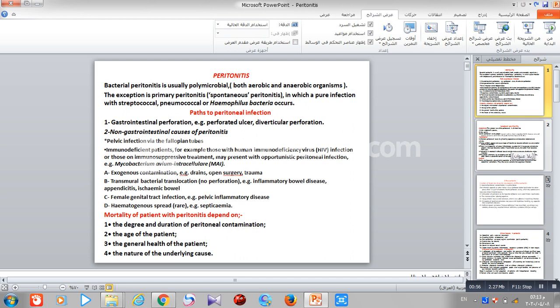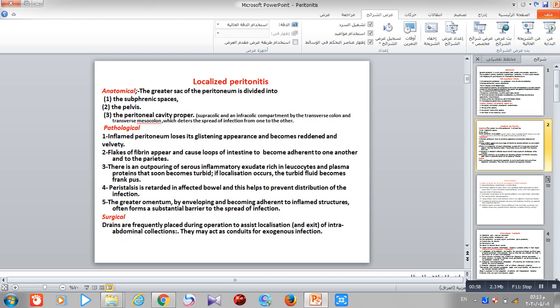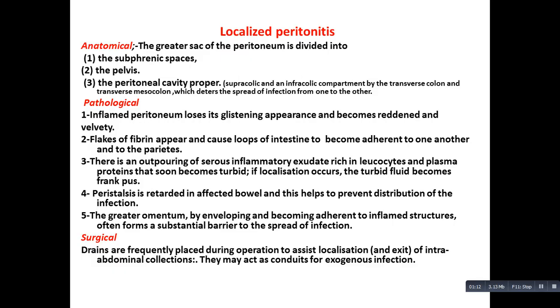Next, localized peritonitis, which is either anatomical, pathological, or surgical. In anatomical localized peritonitis, the greater sac of the peritoneum is divided into the subphrenic, pelvic, and peritoneal cavity proper.